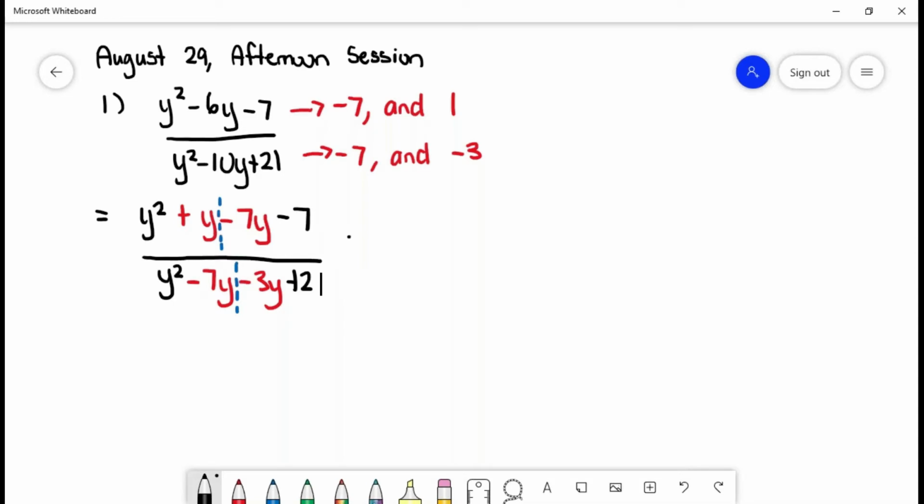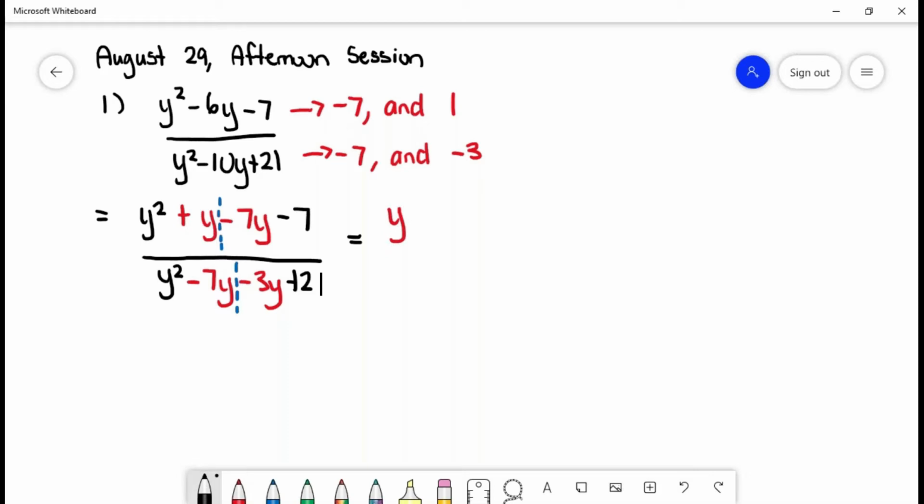So now what we're going to do is pay attention to our numerator first. As you can see, I have created 2 separate groups with 2 terms in each group. Our first group in our numerator would be y squared plus y. Looking at that group with 2 terms, we're going to factor out the common term. In y squared plus y, the common term is y. So I'm just going to factor out y here.